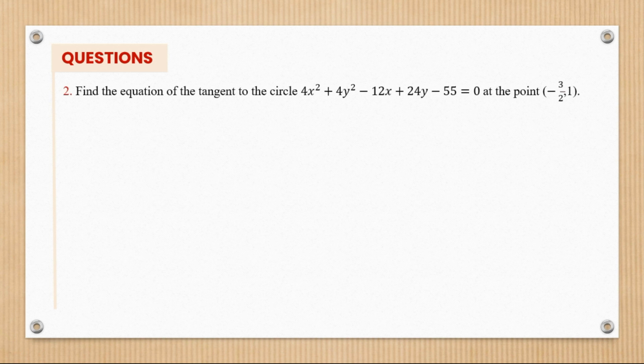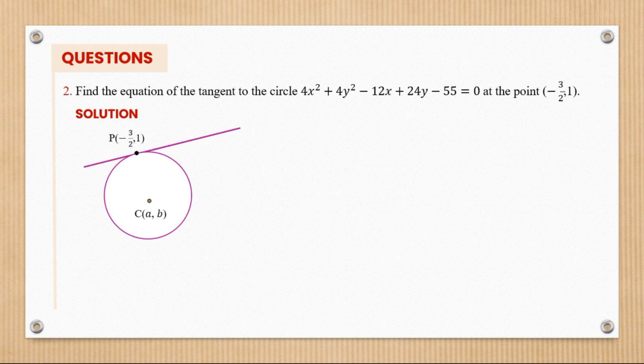Question 2. Find the equation of the tangent to the circle 4x squared plus 4y squared minus 12x plus 24y minus 55 is equal to 0 at the point negative 3 over 2, 1. Alright, so let's sketch this again. So now that's the center of the circle. So that's the point where the tangent touches the circle. So now that point is negative 3 over 2, 1. And then r is the radius, and we can say the radius is perpendicular to the tangent.